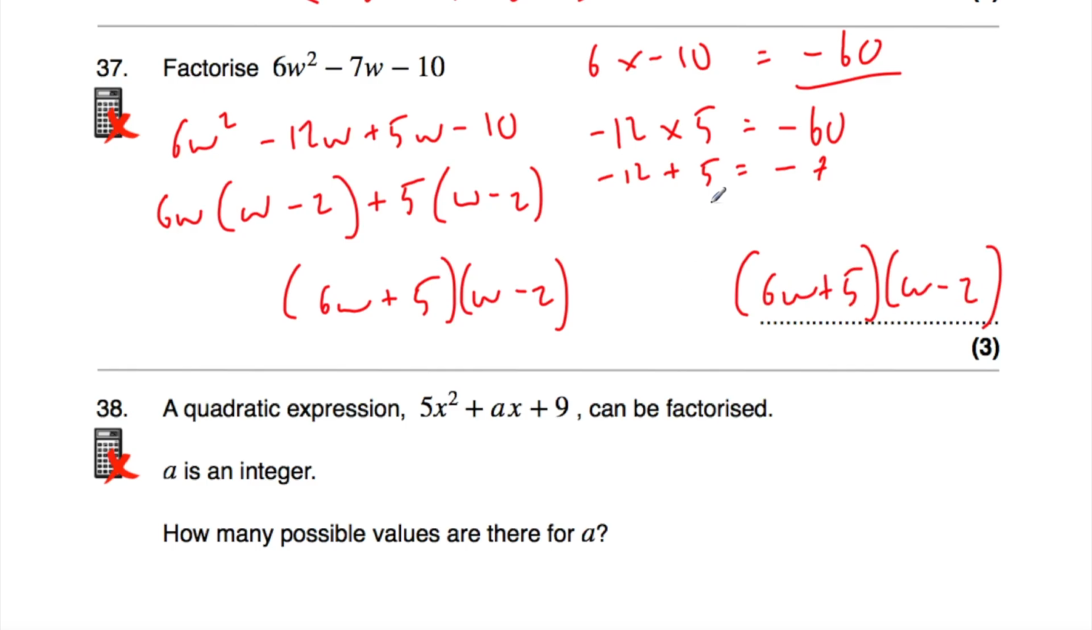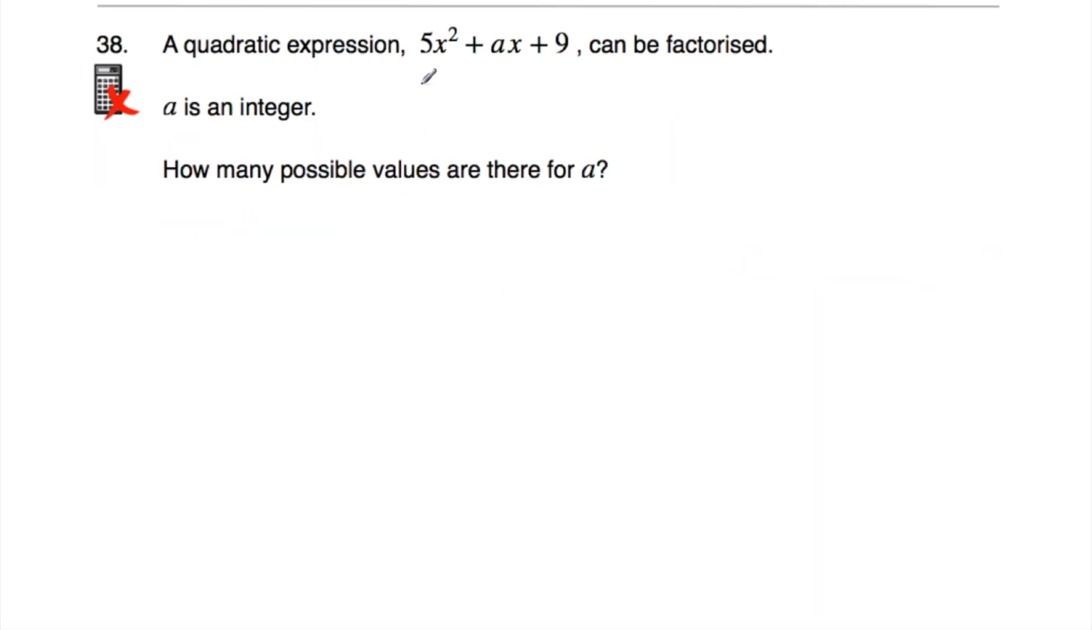And that's it. Okay, let's look at our next question, question number 38. So question number 38 says a quadratic expression 5x squared plus ax plus 9 can be factorized. So it can be factorized, and a is an integer, so this is an integer. How many possible values are there for a?